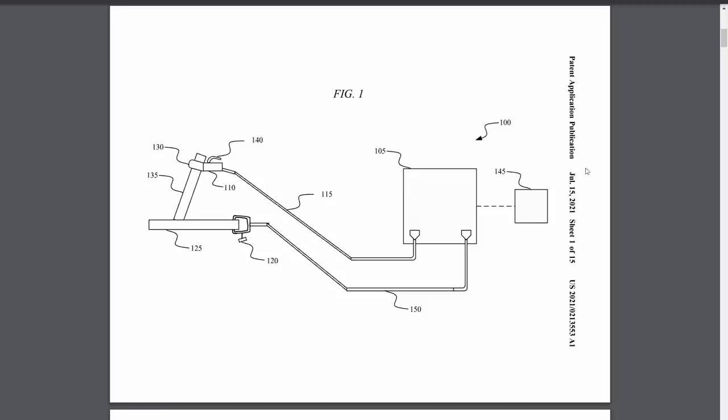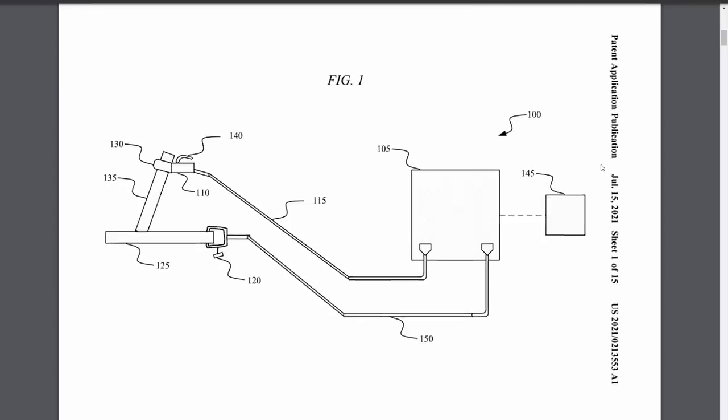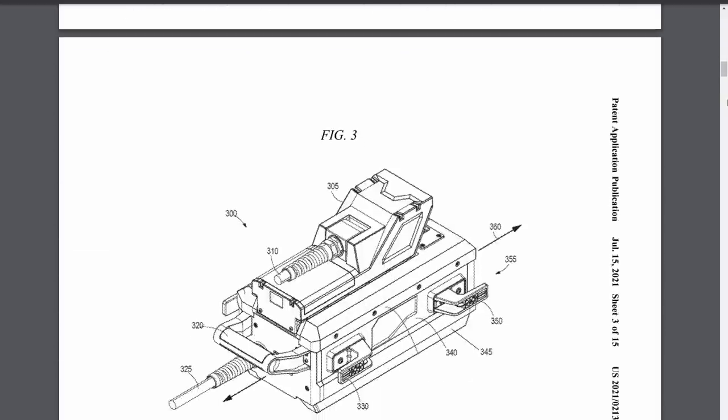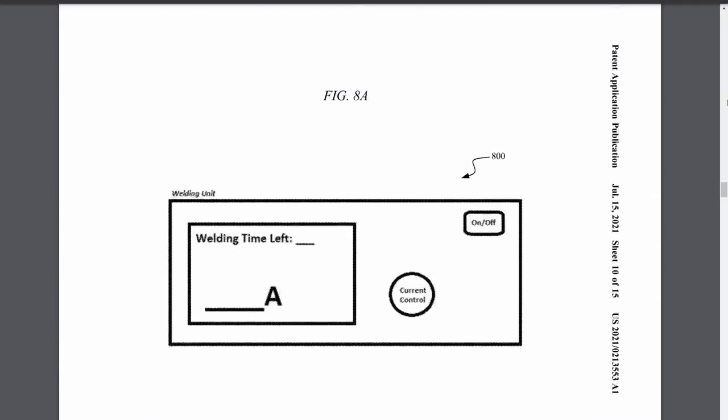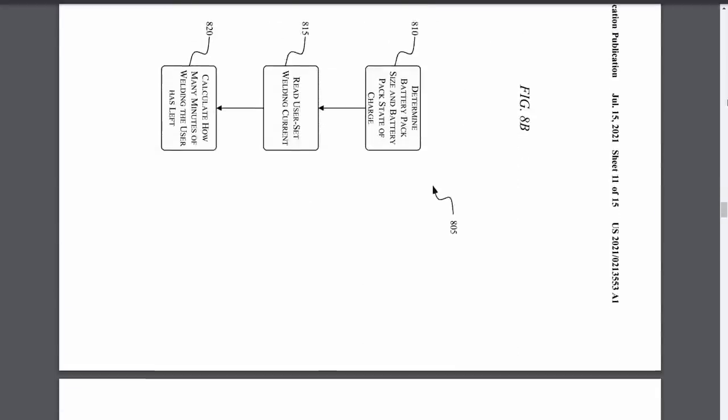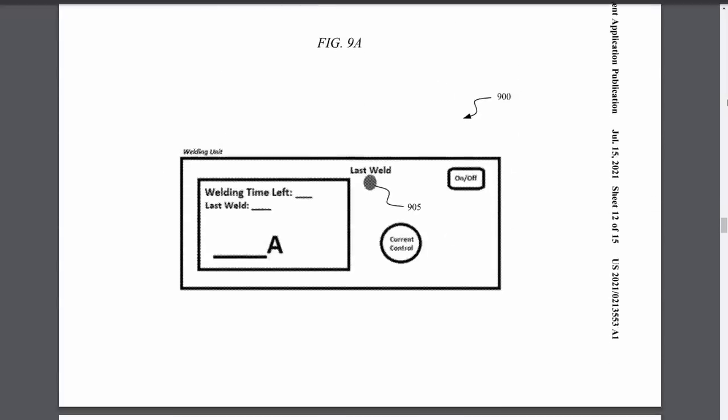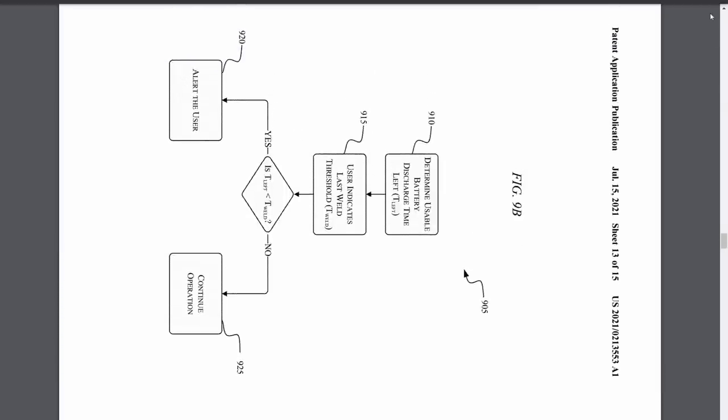There's also a separate patent for an MX Fuel welder. So this is a stick welder. It's got a smart interface that will tell you at a set current how much time you have left based on your battery capacity. There's also a feature that will time your last weld, and then it will give you a warning alarm if, for your next weld, if it's the same length, you won't be able to complete it due to battery depletion.